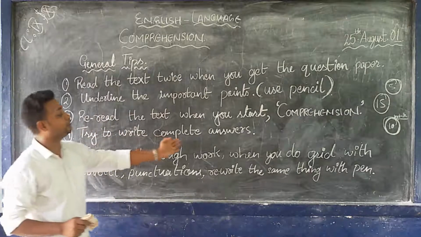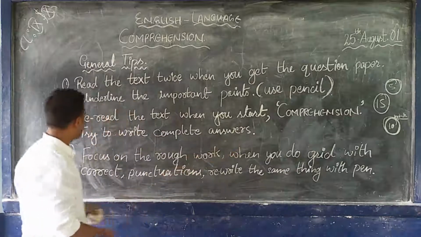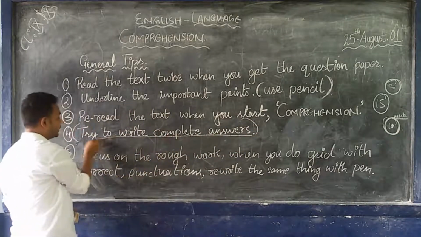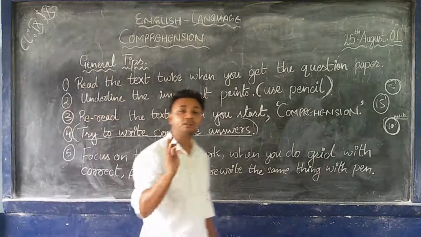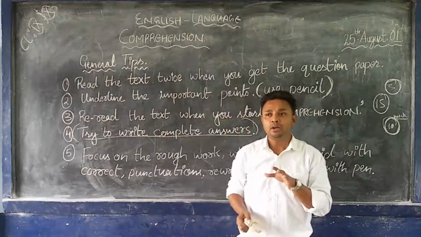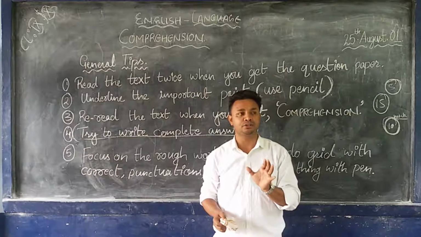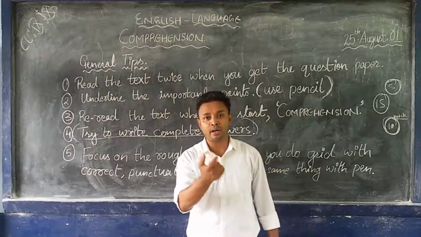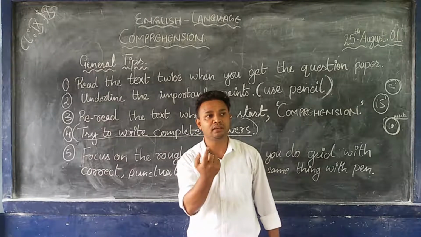Try to write complete answer. Now why I have written this line out here is, this is just I have written in abbreviation kind of thing. Try to write complete answer. Now here, when I say try to write complete answer, your answer should be like this. For example, you are awarded 1 marks just by asking this.